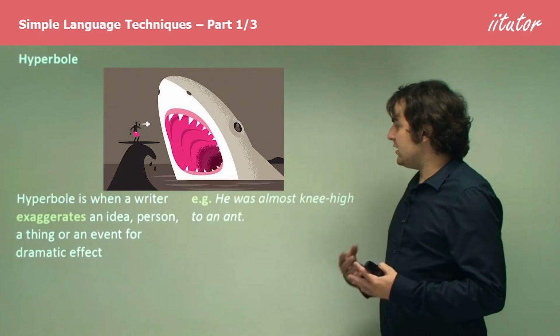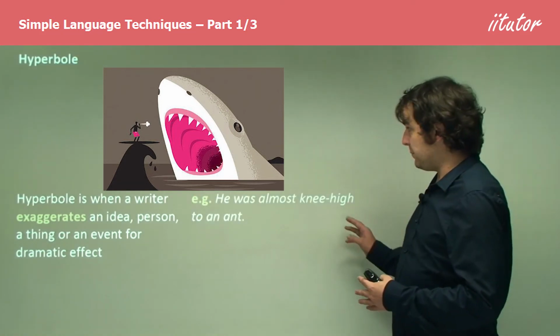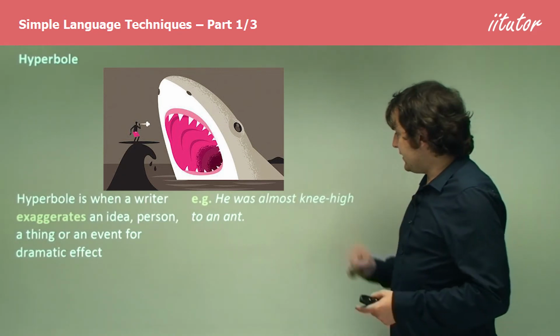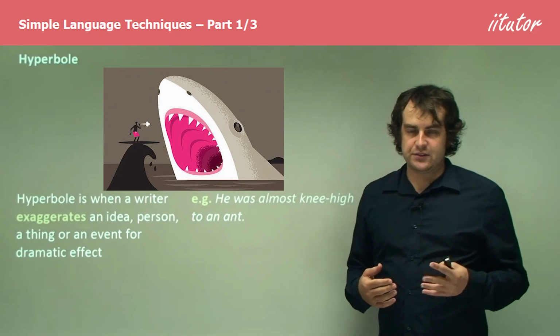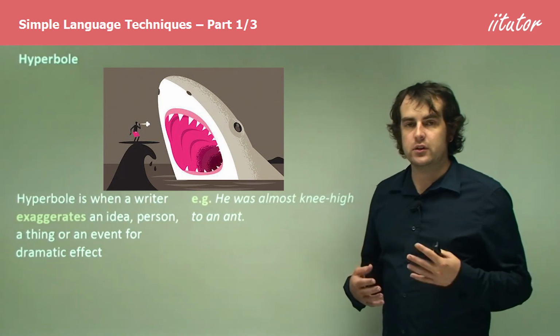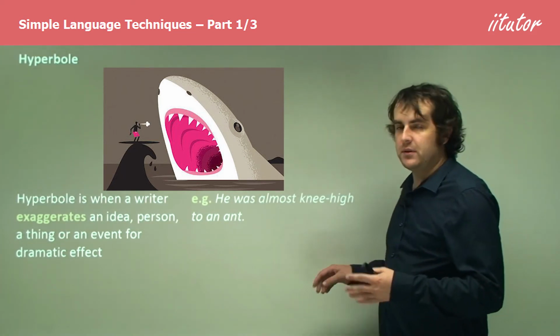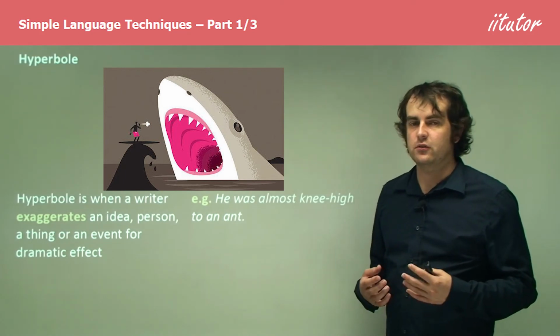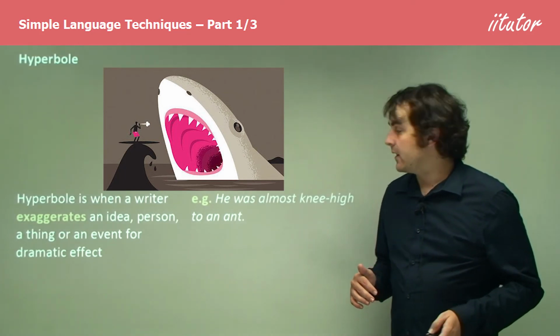So he was almost knee-high to an ant. Now that's almost the opposite of what we got in the image there. And that being knee-high to an ant is sort of an exaggeration as well. If you were looking at any person, no one would be that small, and yet we use that to sort of create the effect of, well, he's really, really short.